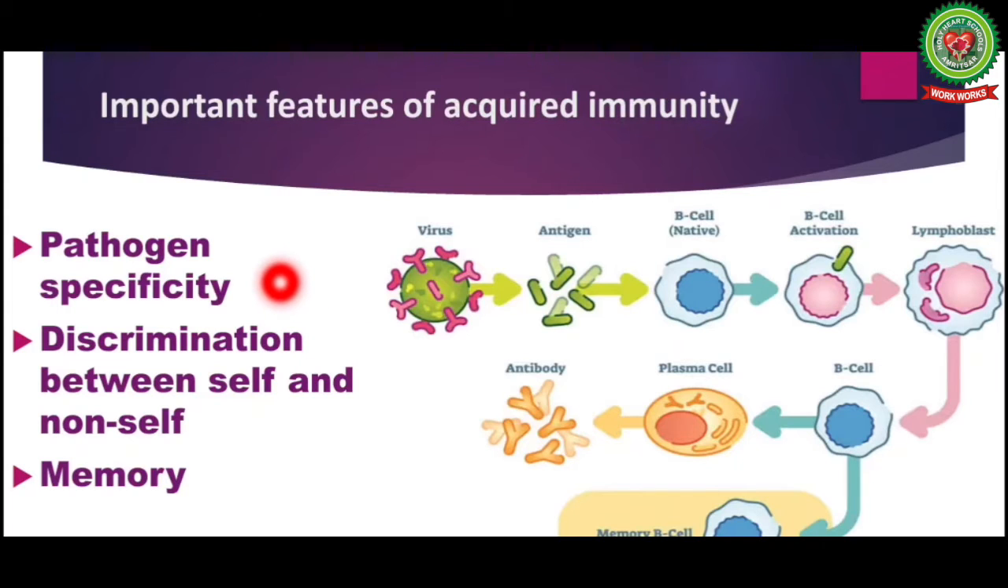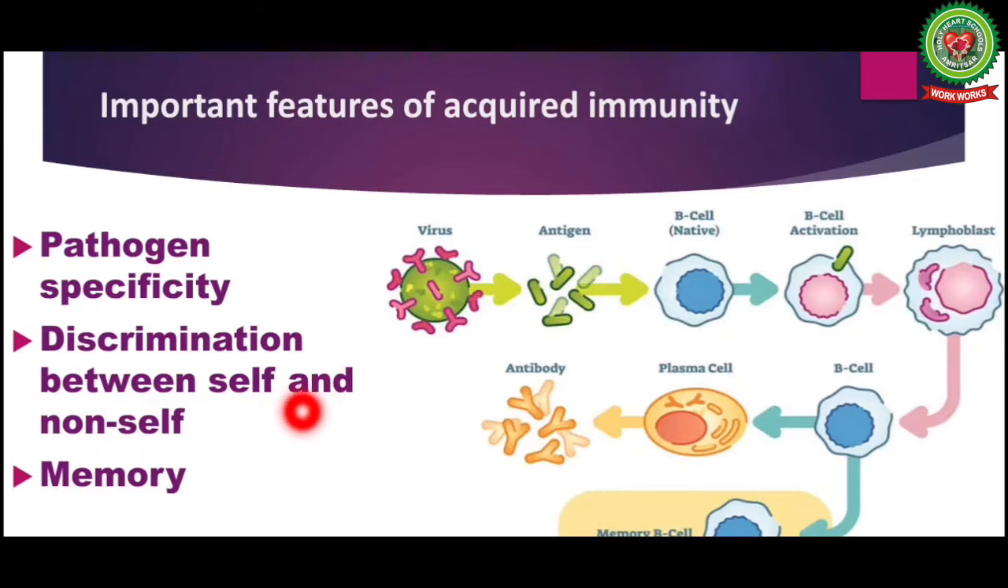Pathogen specificity. When we talk about pathogen specificity, acquired immunity has the ability to recognize a vast variety of foreign molecules or antigens or pathogens. So our immune system can recognize millions of different antigens. Even it is said that B and T cells are of so many types that they may encounter antigens which they have so far not recognized in the body also.